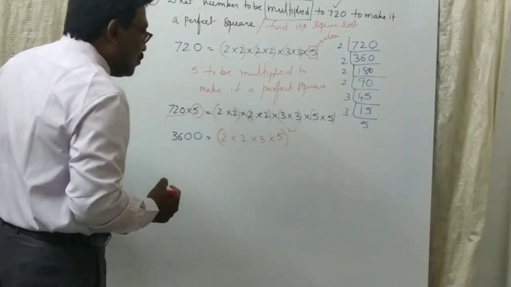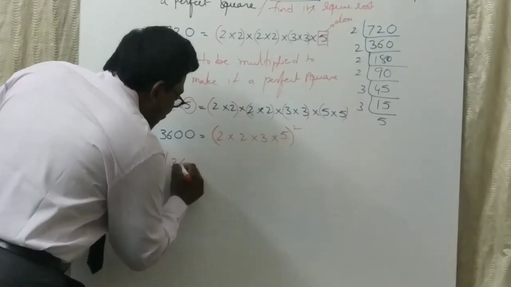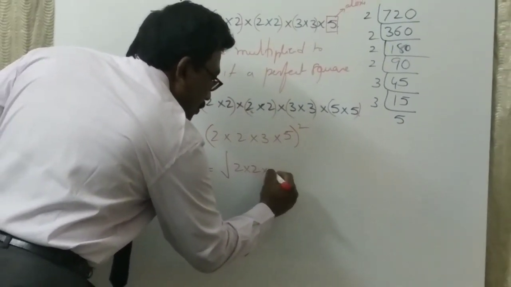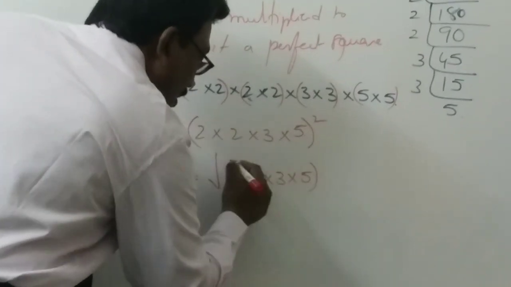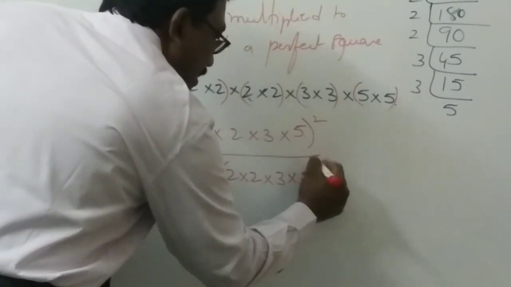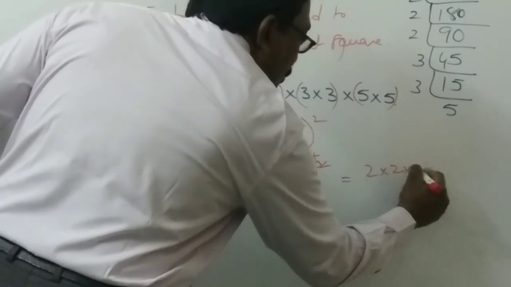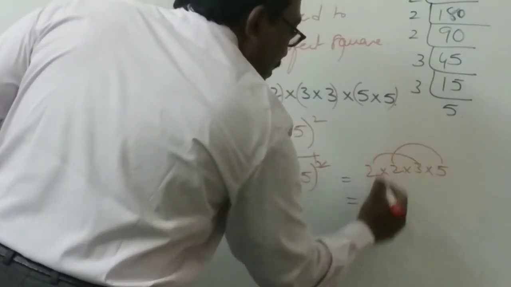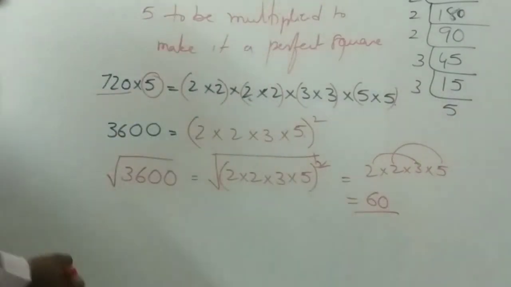Then, what is its square root? Root of 3600 equals root of 2 into 2, 3 into 5, whole square. Square and root cancel, so we get 2 into 2 into 3 into 5. 2 fives are 10, 2 threes are 6, 6 tens are 60.